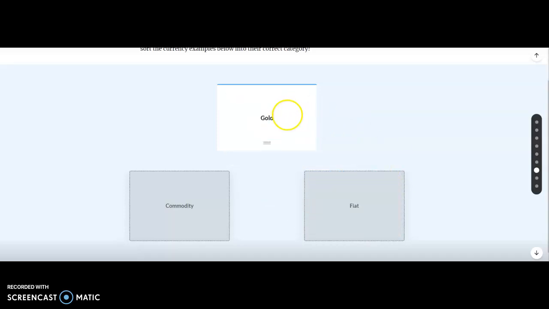Gold. Is gold fiat or commodity? Let's go ahead and put it in commodity. The US dollar. The US dollar is fiat money. Alcohol. I'm not sure that you could go to your local Walmart and take alcohol and use it to pay for your groceries, so it's probably not our current form of money. We'll put that in commodity. And candy. The same goes for candy. We'll put that in commodity as well.